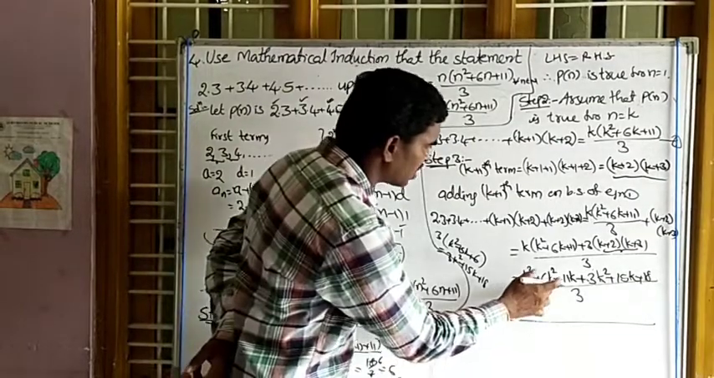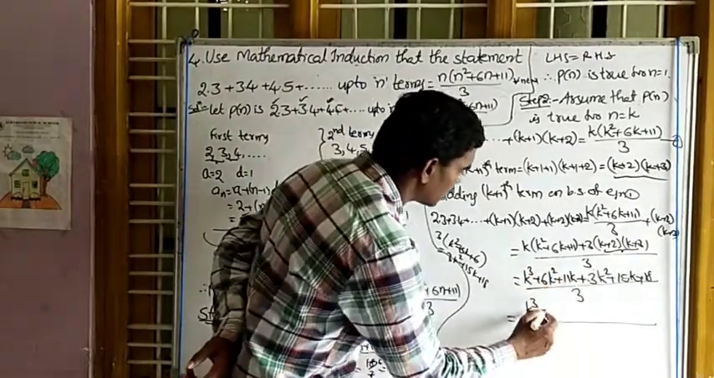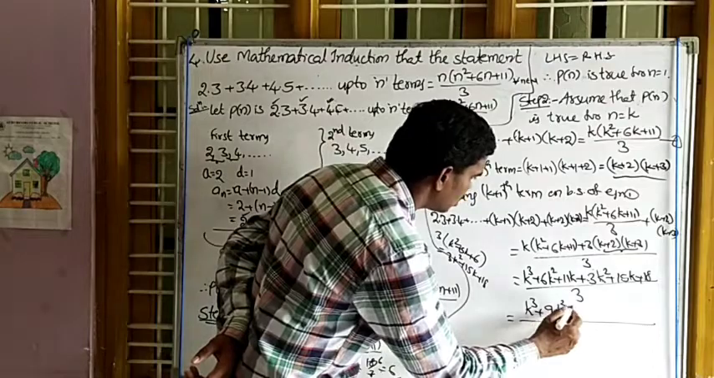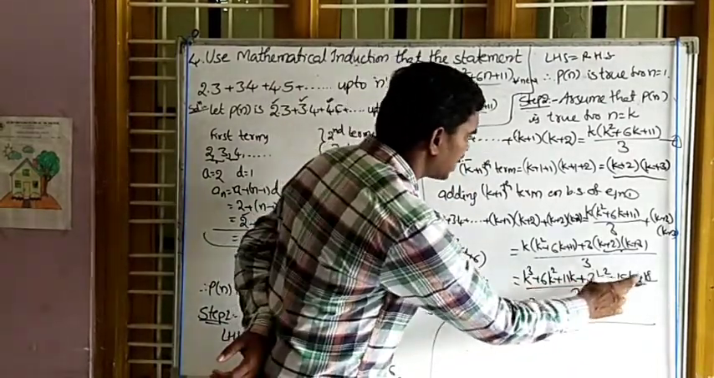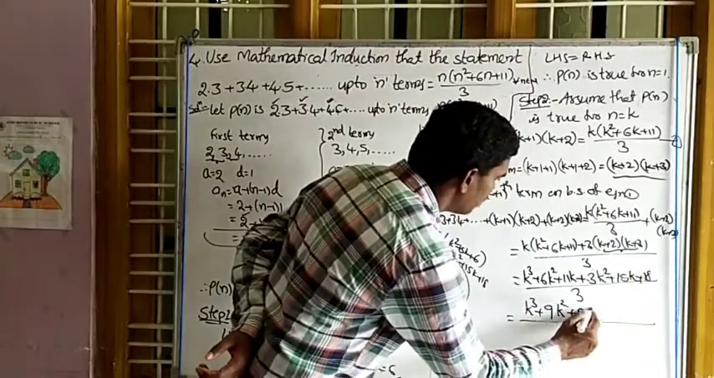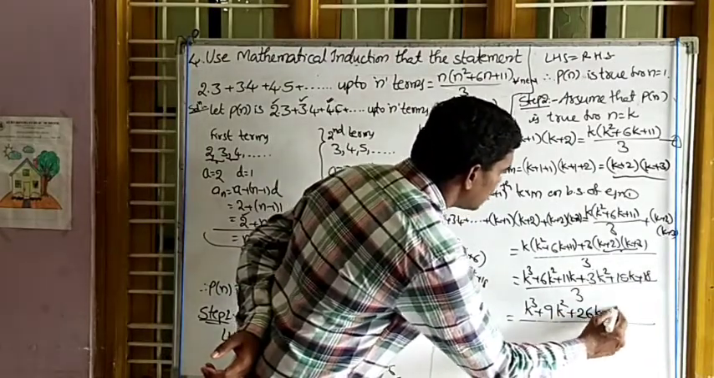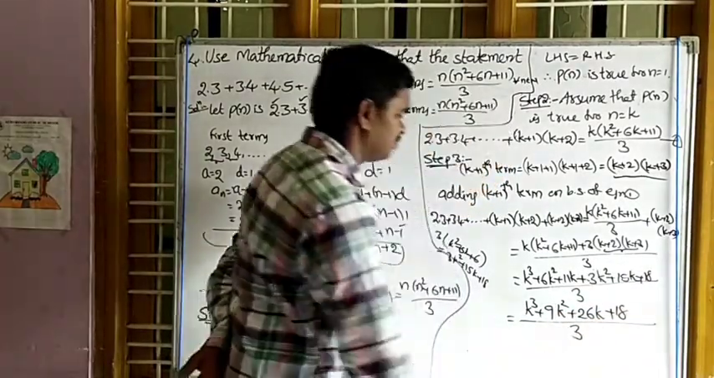Here 6 k square terms are there. Here 3 k square terms are there. Total 9 k square terms. And k terms: here 11 k terms are there. Here 15 k terms are there. Totally 26 k terms we are getting. And plus 18 by 3.